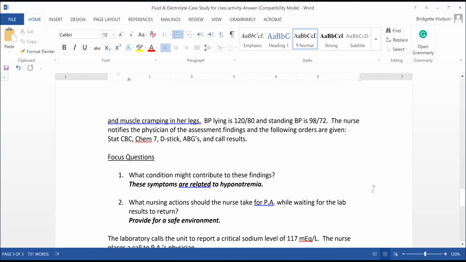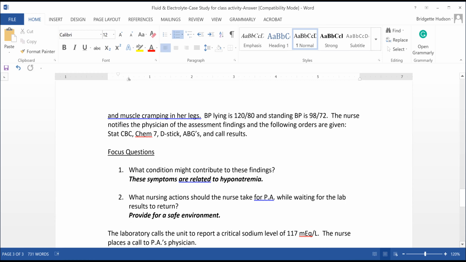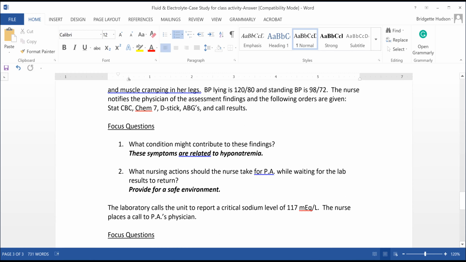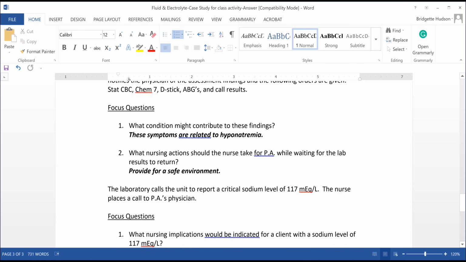All right, so we get our lab results: 117. What are we given now? Yep, you can expect that 3% to come through. So what implications would be indicated for a client with a sodium level of 117? They would probably be close to comatose. Muscle twitching.